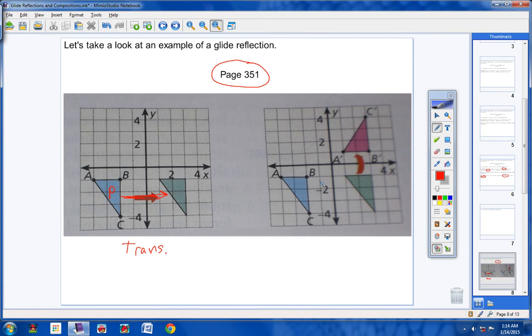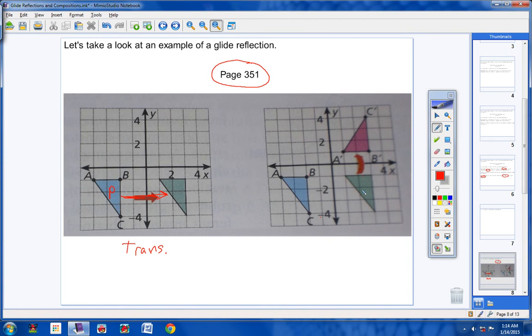Then notice my translation vector would be this line right here. That's one of them. Another one would be this one right here. This point here went to this point here. But either way, what they've done is they moved the blue triangle from here to here.